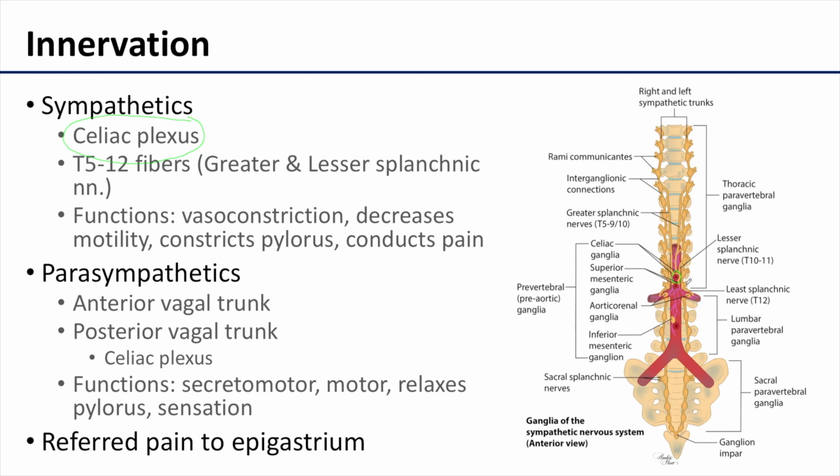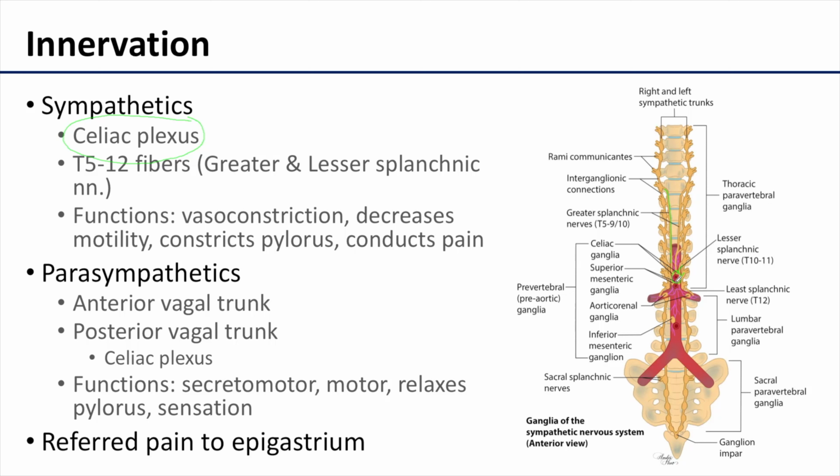Recall that splanchnic nerves serve viscera. So coming down from the thorax, we have the greater, the lesser, and the least splanchnic nerves. Now the stomach, like much of the foregut, is served predominantly by both the greater and the lesser splanchnic nerves. So these fibers are sourced from thoracic levels 5 through 12. And when active, the functions are going to include vasoconstriction of these arteries, a decreased gut motility, constriction of the pylorus, and in addition to this, the visceral afferent fibers, those which we would colloquially refer to as visceral pain fibers, follow these sympathetic fibers.